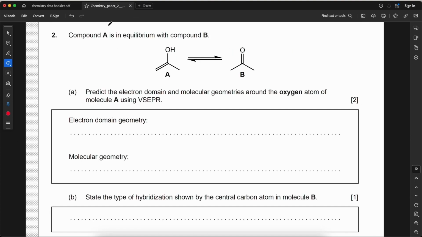Compound A is in equilibrium with compound B. Predict the electron domain and molecular geometries around the oxygen atom of molecule A using VSEPR. So the O in OH has a lone pair, and this one is attached to C. So it has 1, 2, 3, 4 domains. So it will be tetrahedral, and it has 2 lone pairs. Therefore, the molecular geometry will be bent, or V shape.